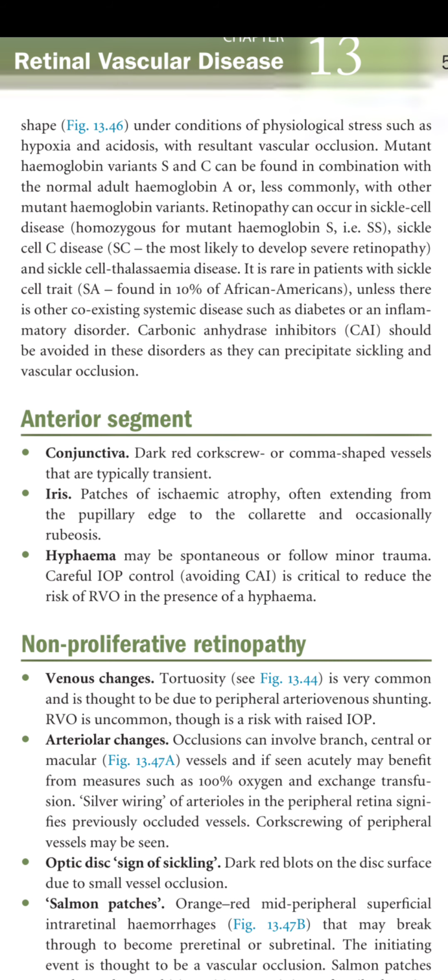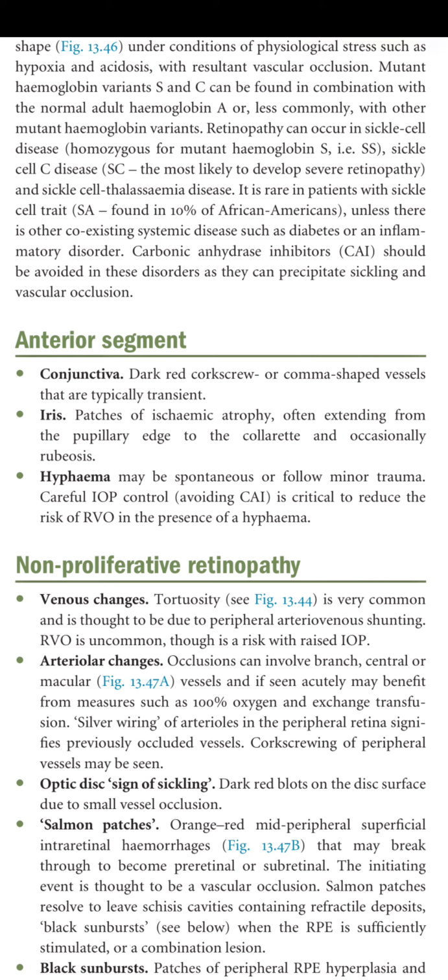So it is also rare in a patient who is usually African in a case of having a trait SA. Carbonic anhydrase inhibitors should be avoided in these disorders as these can precipitate sickling and vascular occlusion. So that is why carbonic anhydrase inhibitors are contraindicated in case of a sickle cell hemoglobinopathy.